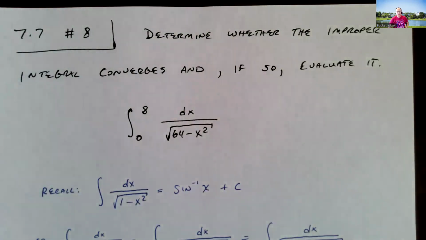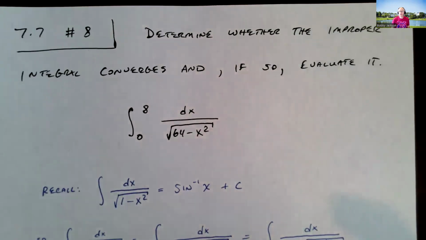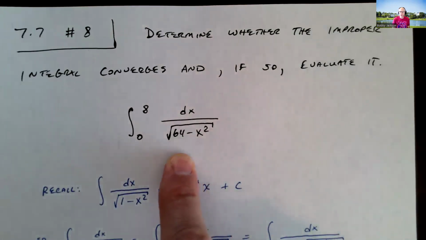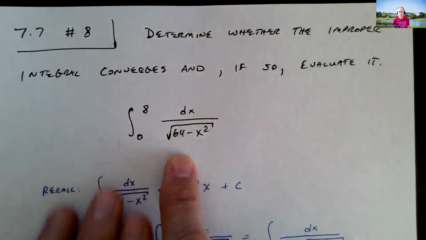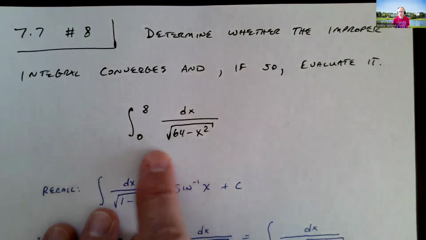Okay, we're going to take a look at number 8 in section 7.7. Going to determine whether this improper integral here converges, and if so, we're going to evaluate it. If it diverges, we're going to, according to the instructions, put the symbol for infinity in to show that it diverges.